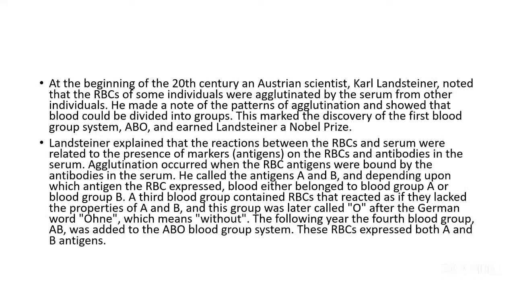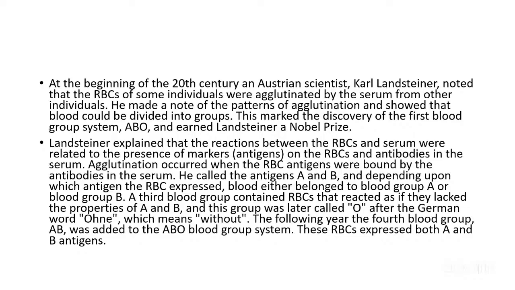In the beginning of the 20th century, an Austrian scientist, Karl Landsteiner, noted that the RBCs of some individuals were agglutinated by the serum from other individuals. We all know this, but we have to say it. He made a note of the patterns of agglutination and showed that blood could be divided into groups. This marks the discovery of the first blood group system, ABO, and earned Landsteiner a Nobel Prize.